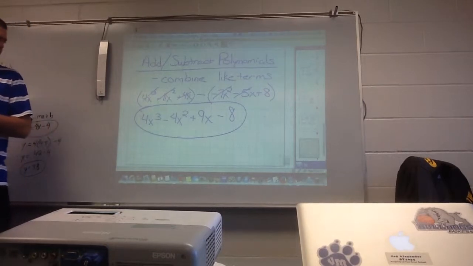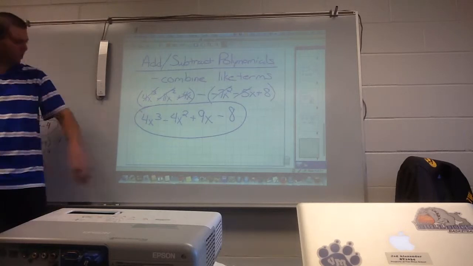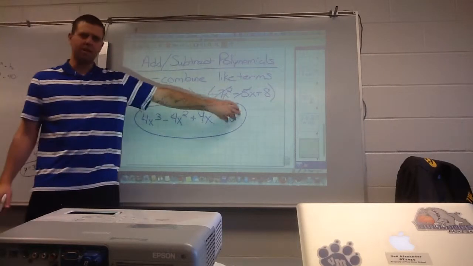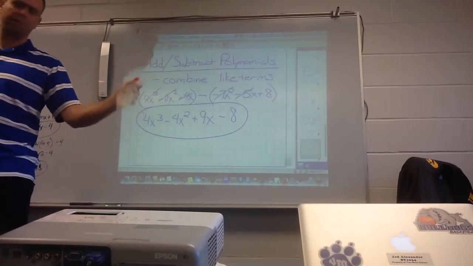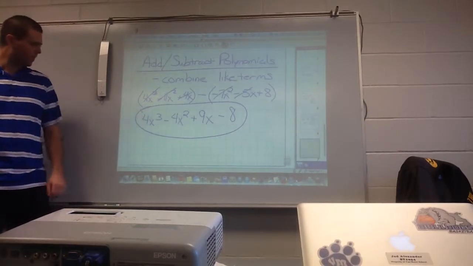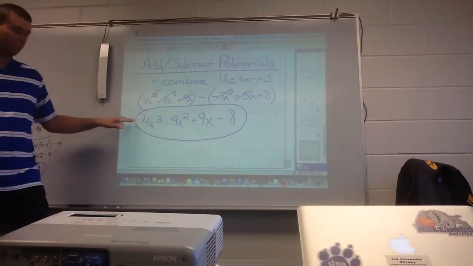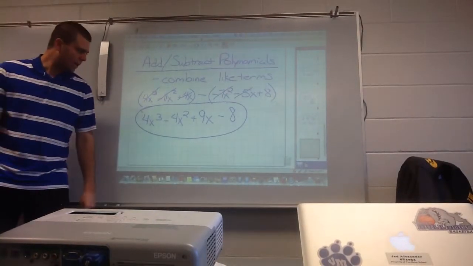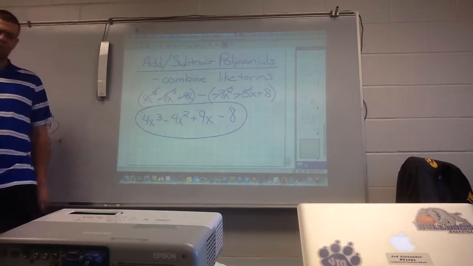This is a polynomial with 4 terms. A little vocabulary review: 4x cubed is a term, negative 4x squared is a term, 9x is a term, negative 8 is a term. Negative 8 is called your constant because it's only the number. 4 is your leading coefficient, the coefficient on the very first term. The degree is 3 because the highest power you see is 3. So this would be called a cubic polynomial, something cubed. Those are just some terminology things for you: leading coefficient, constant, degree, terms.